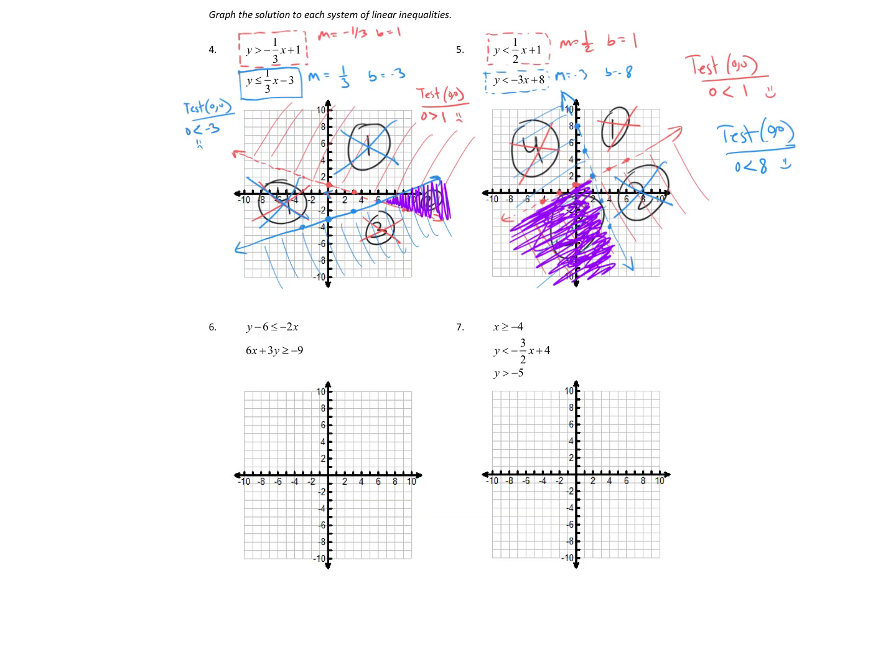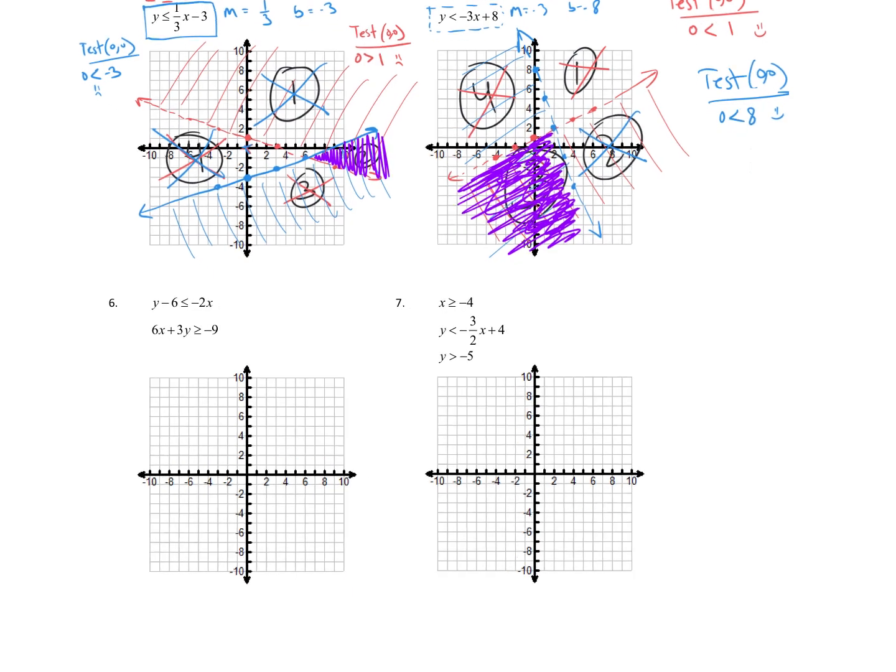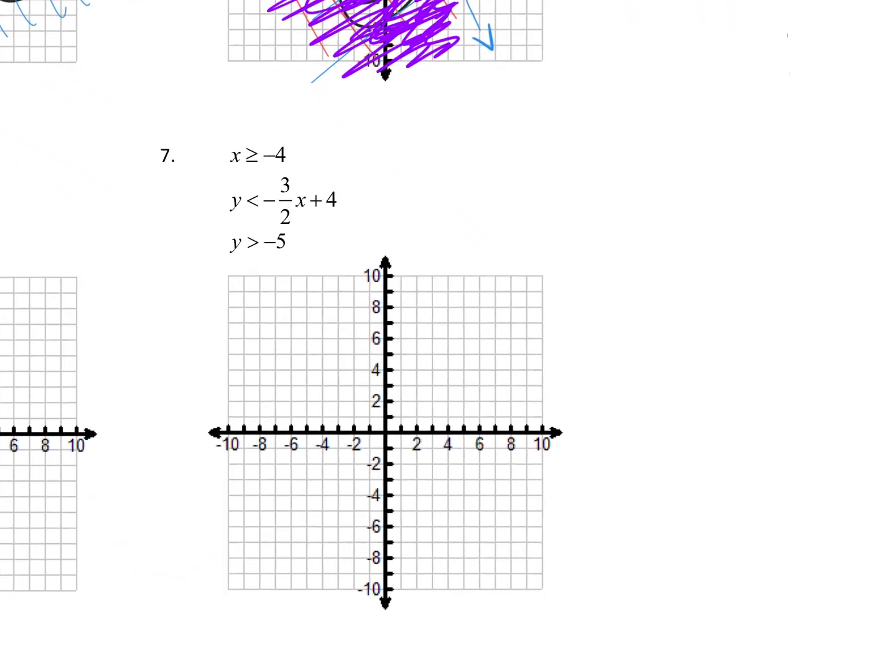All right, if you need more time looking at 5, pause it. Otherwise, we're going to move on here. Let's do 7 together. So on number 7 here, we've got a couple vertical or horizontal lines. X is greater than -4. That is a vertical line. So I'm going to go to -4, draw it vertical. It's solid because it's or equal to.